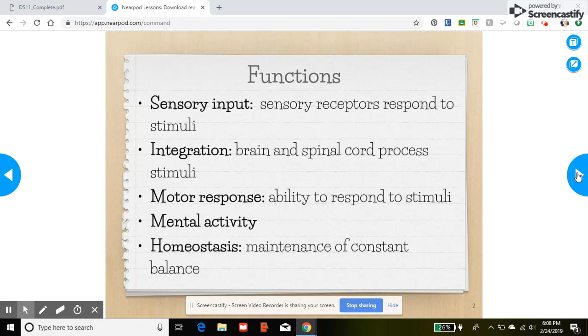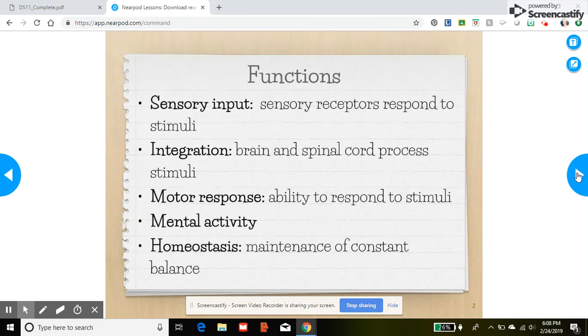We have our sensory input, where our sensory receptors respond to a stimulus. We've talked a couple of times about the example of putting your hand on a hot stove when you didn't know it was hot. You have sensory receptors in the skin, and that is going to send a signal that eventually tells you, hey, move your hand, it's hot. So the sensory input is going to sense that.